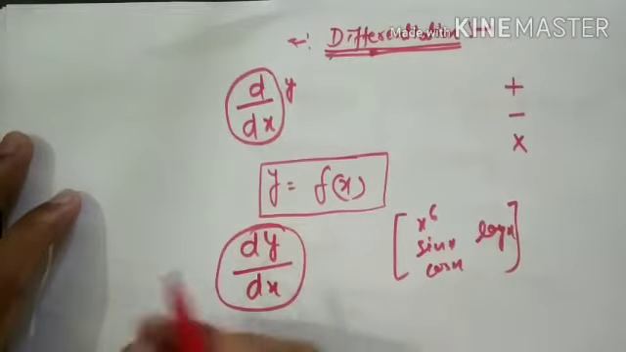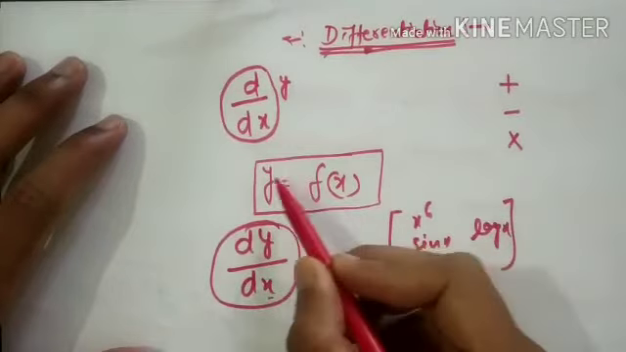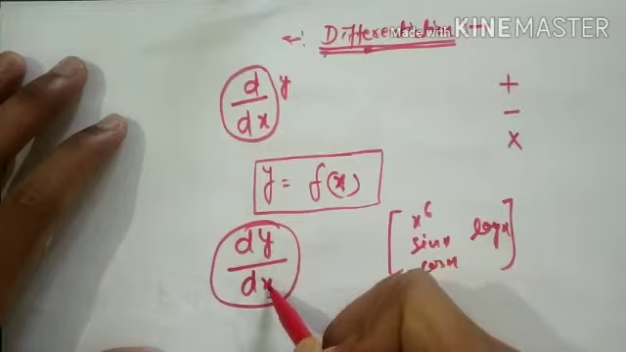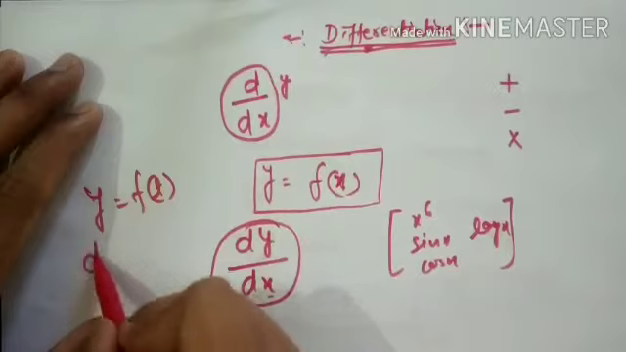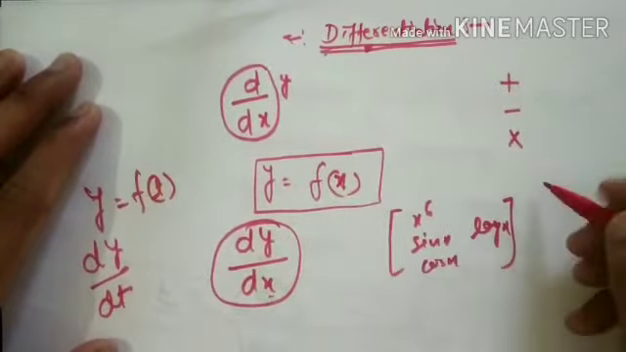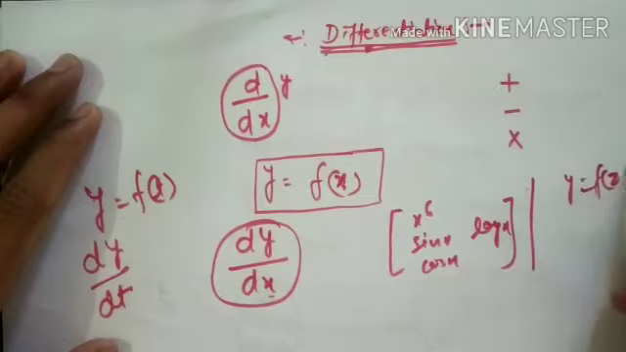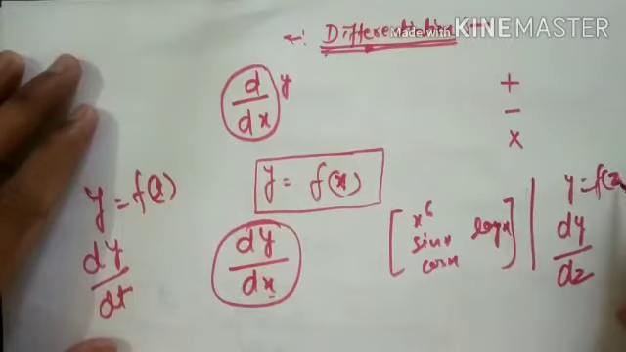So there are some basic formulas to differentiate. Also you should know that if the function has parameter x, then you will differentiate with respect to x. If your function has parameter t, then you will differentiate with respect to t. If your function has parameter z, then you will differentiate with respect to z. So differentiation is always done with respect to the parameter of the function.